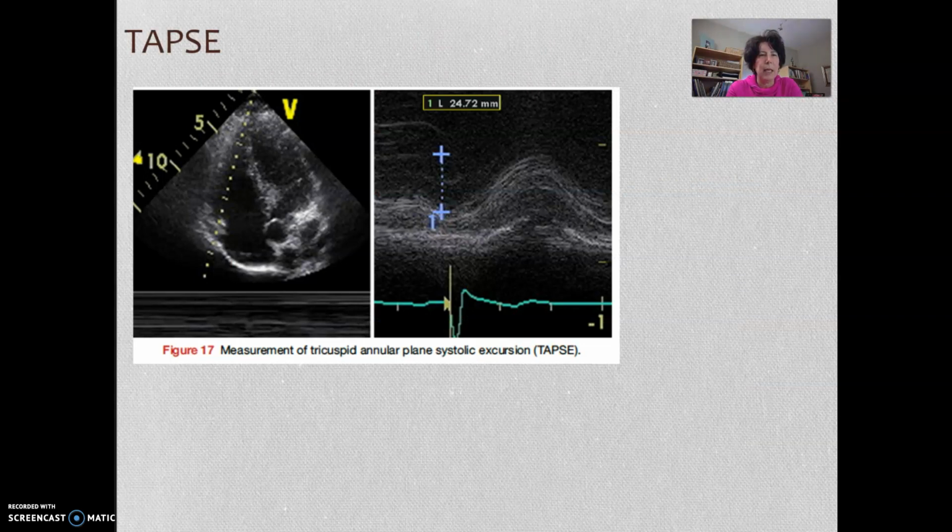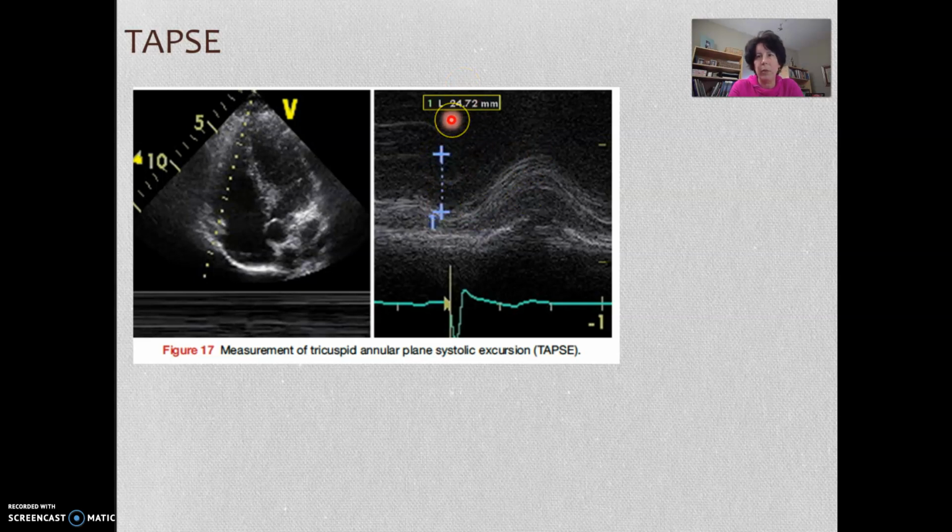The TAPSE is an M mode that goes through the base. It's the tricuspid annular plane systolic excursion. Once you've done the M mode, it'll give you a trace like this, which is the movement of all of these structures over time. You're going to look at this point and track it over time: diastole, systole. Here it is in diastole, there it is in systole. You're going to look at the difference in movement.